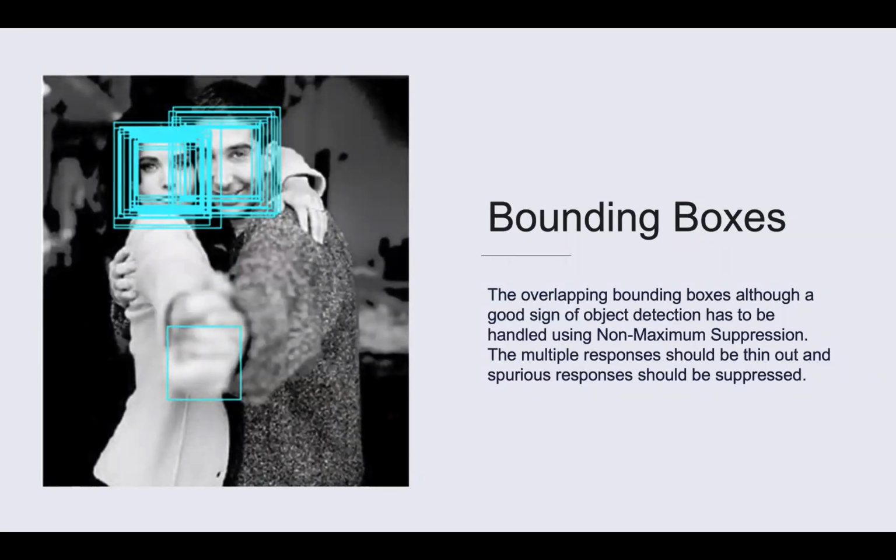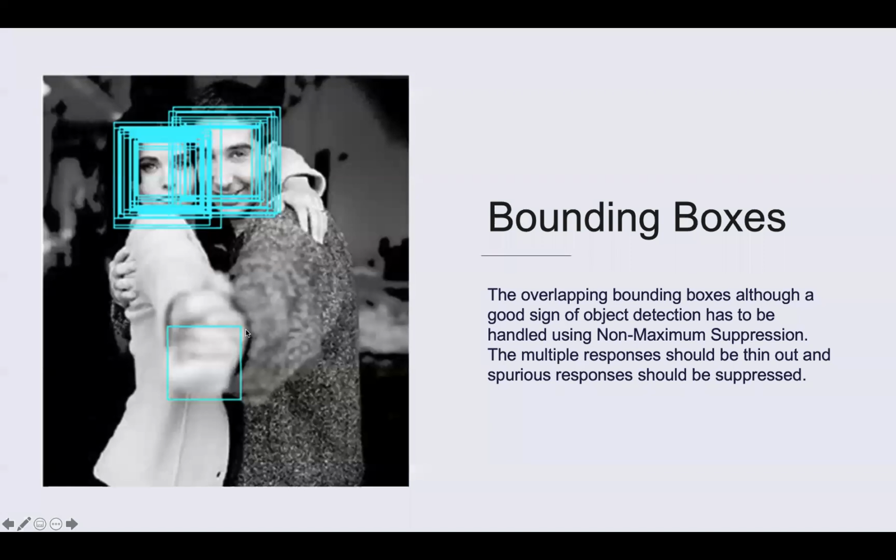Next, we have something called bounding boxes. These overlapping bounding boxes that you see are a good sign that your object detection has worked properly and is working as you need it to work. But the problem is there is something called multiple responses. As you can see here, there are multiple boxes that appear, which is nothing but it detecting the same face multiple times. And you also have a blur, which is also being detected by the system.